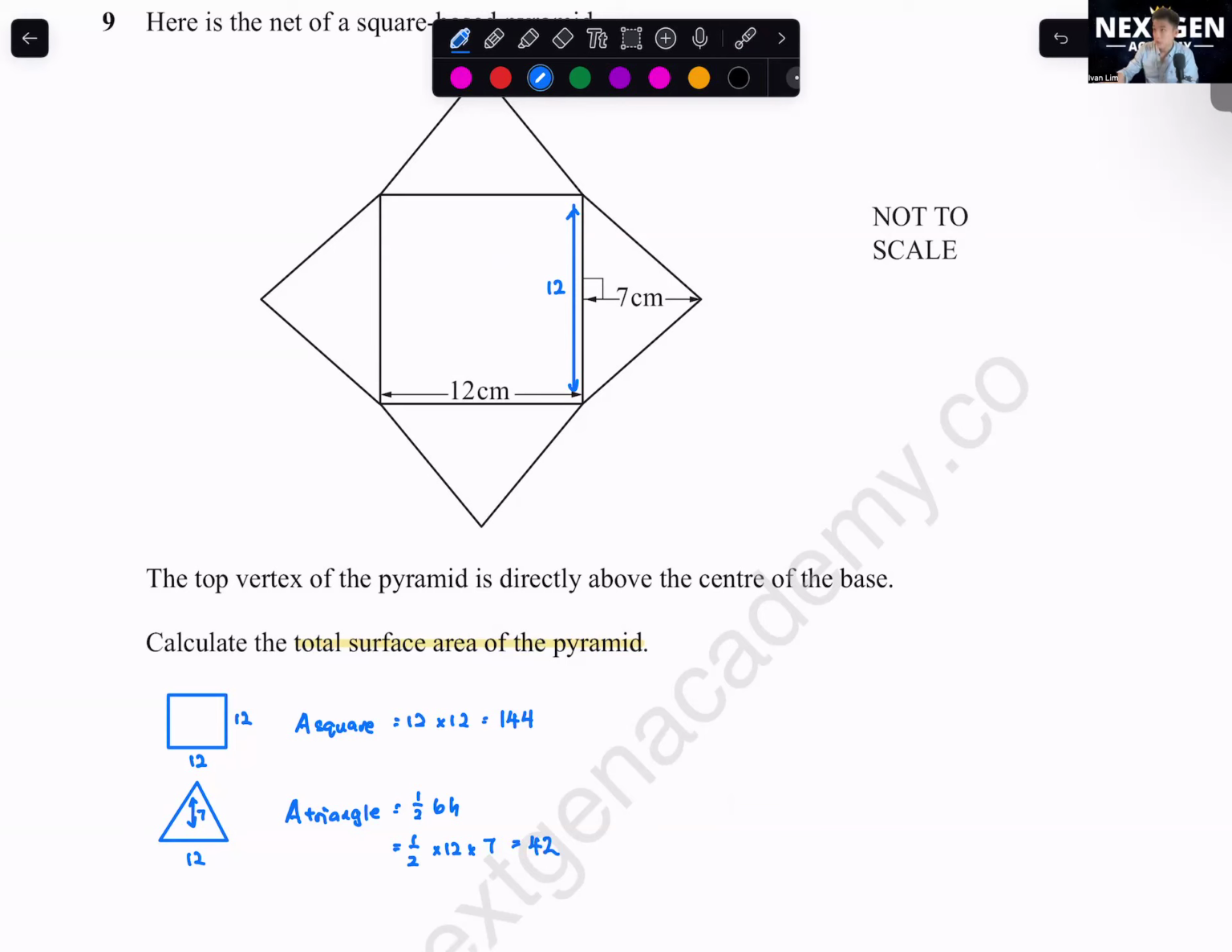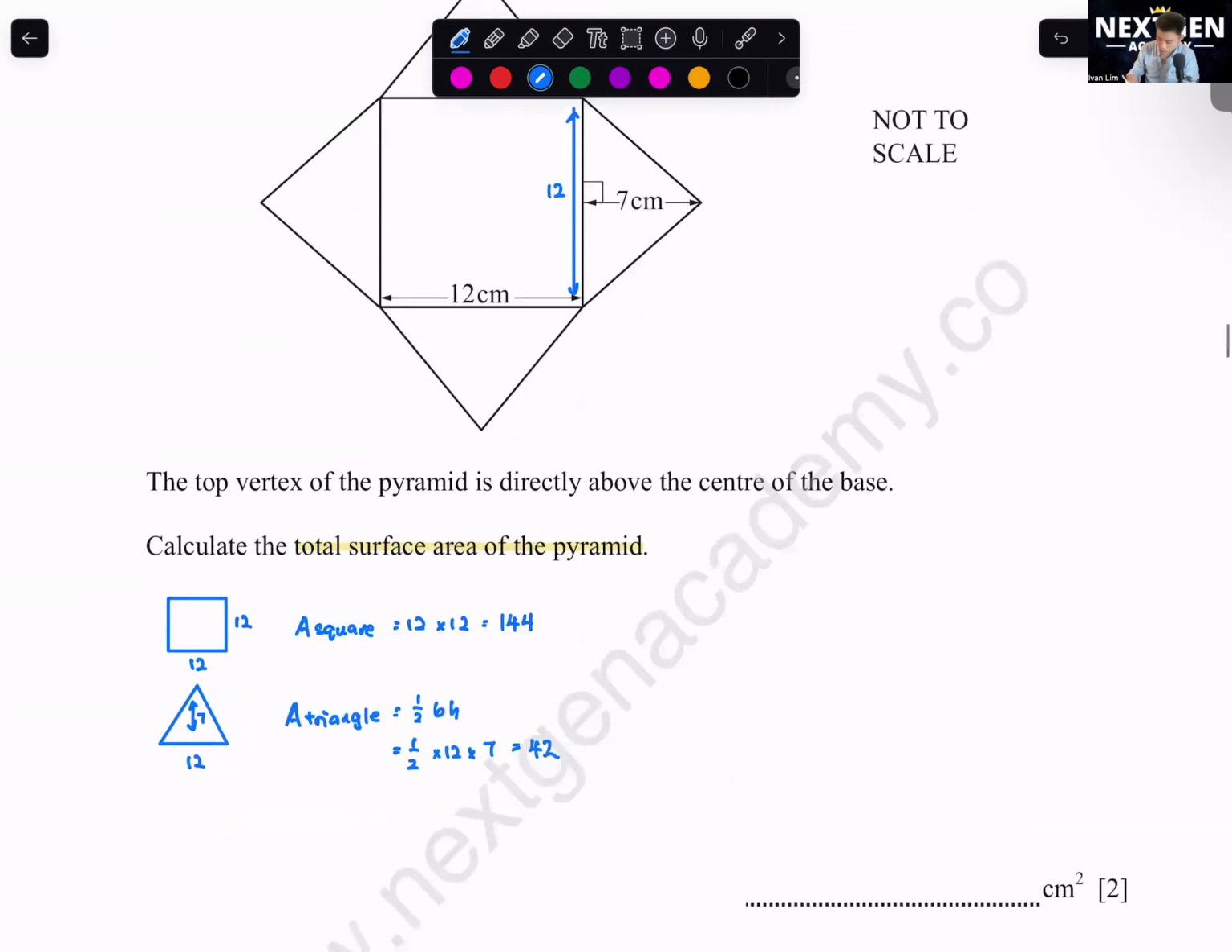Correct? Half times base times height. Then you've got 4 triangles. So total area equals 144 plus 4 times 42. Add it all up together, we get 312. So the final answer is 312 cm squared.